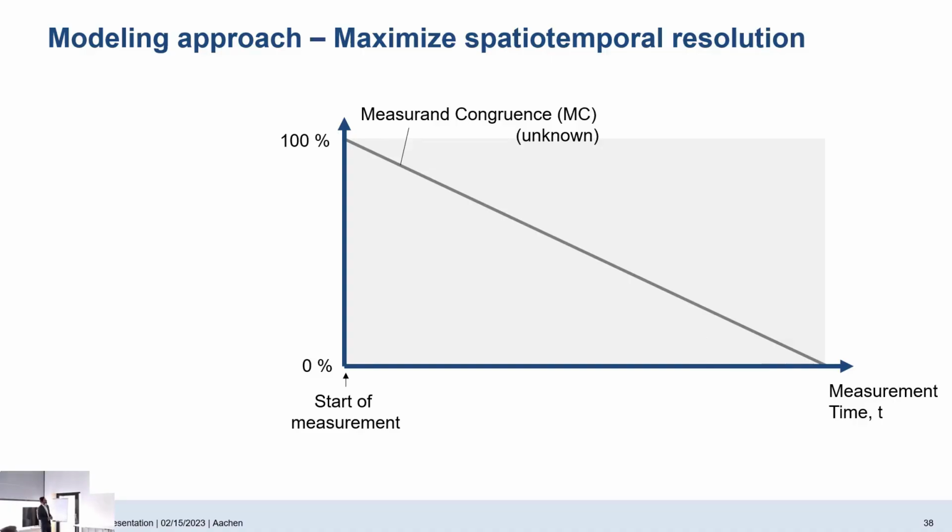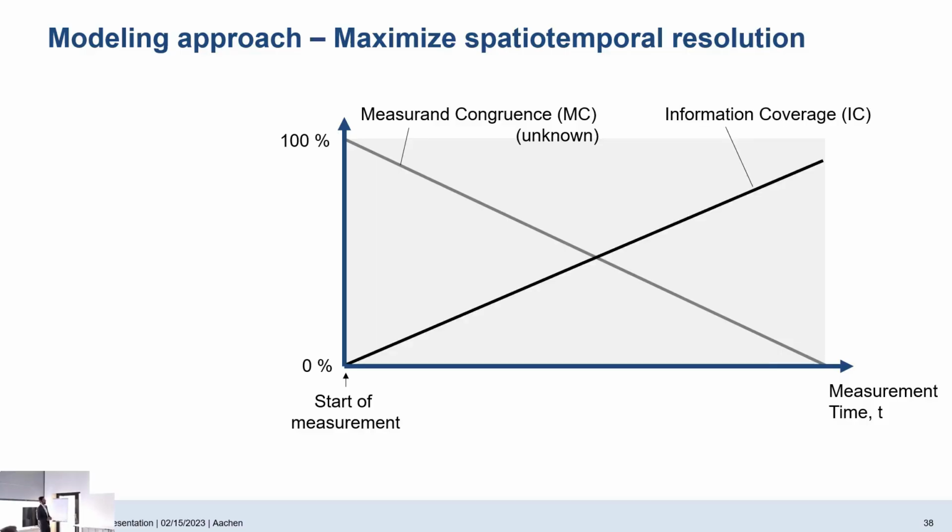However, we can then also add a second curve here, which I call the information coverage. And this curve describes the amount of information acquired about our measurement object.